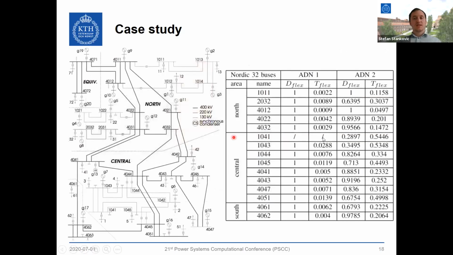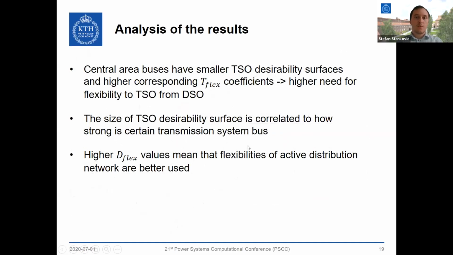And then using the same principle, we calculated the TSO desirability surface, D-flex and T-flex coefficients for a number of the buses in the Nordic system. And based on the values of these coefficients, we actually could draw some conclusions. So we can see that the central area buses have a smaller TSO desirability surface and a higher corresponding T-flex coefficient, meaning that these buses have a higher need for flexibility from the DSO.